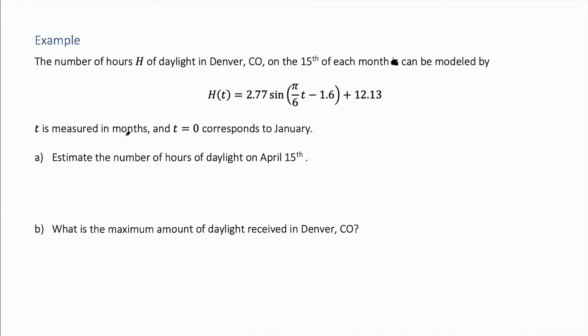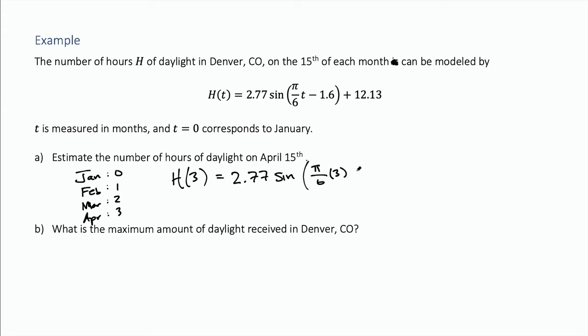Well, T is measured in months, and if 0 is January, then be careful here. January is 0. We've got February, March, and April. So that's 1, 2, 3. So we're going to be plugging 3 in for T here. So H of 3 equals 2.77 sine of pi over 6 times 3 minus 1.6 plus 12.13. We need to evaluate this.